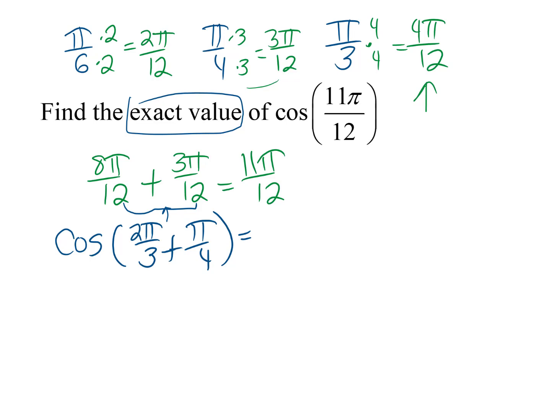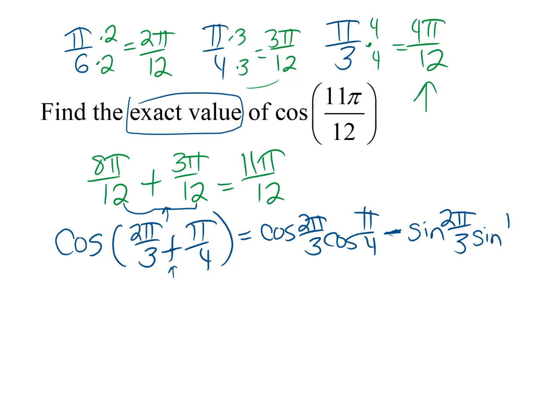Now we need the sum formula for cosine, and that is cosine of the first angle, cosine of the second angle. And since the trig functions are both the same, I notice this different sign between them. Since this one was a plus, this one's a minus. And then we need sine of the first angle, which was 2 pi thirds, and then sine of the second angle, which was pi fourths.